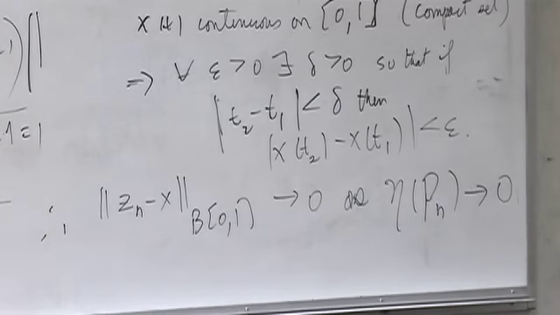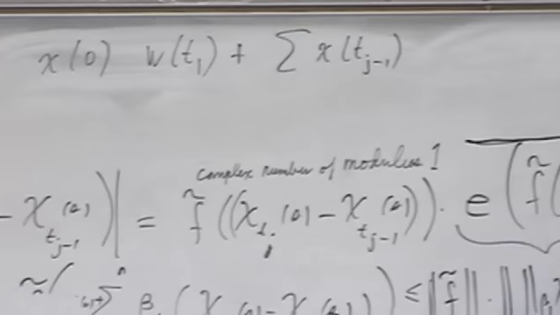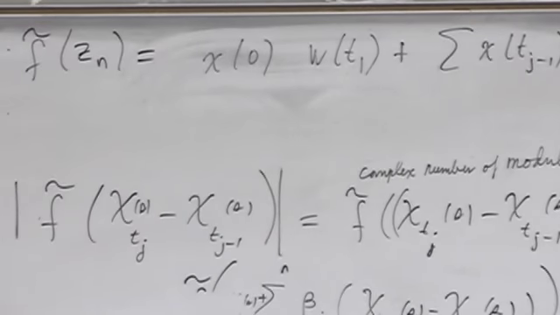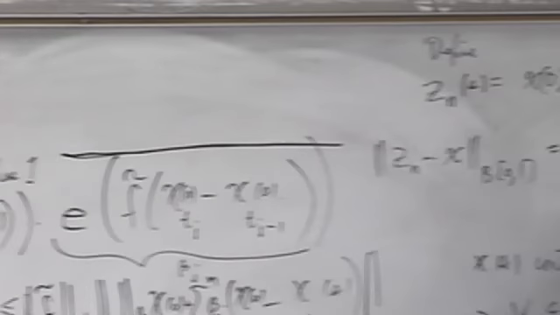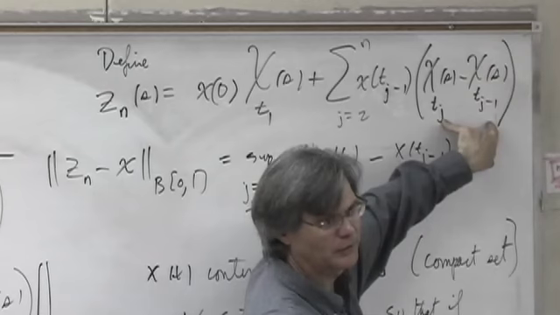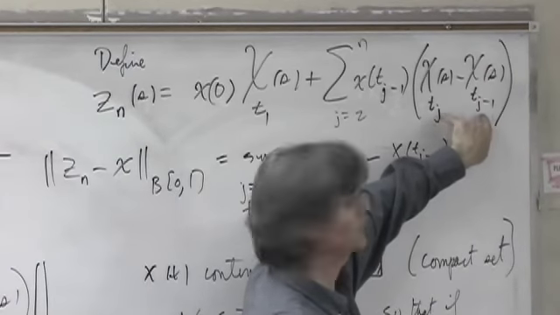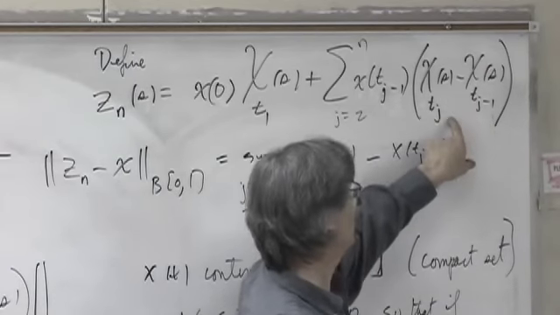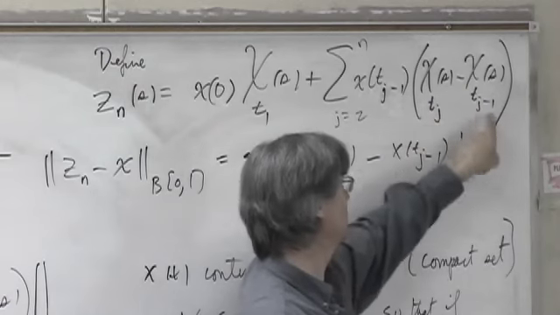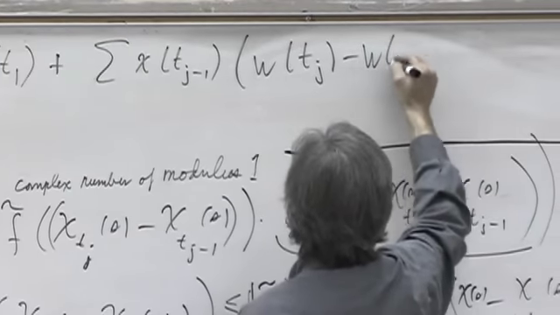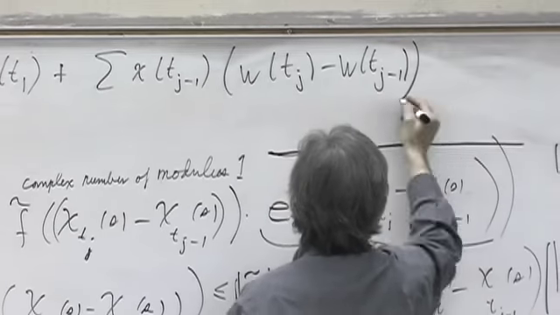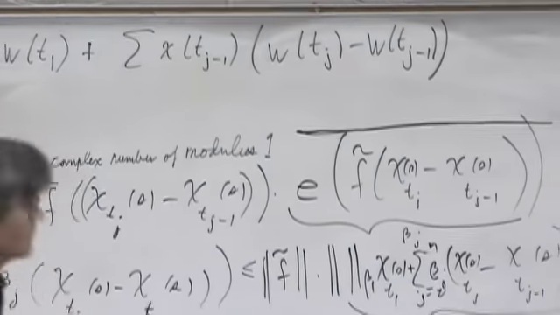Plus the summation of x of tj minus 1 times f tilde applied here. I'm using linearity. This is just a fixed number, again the complex number. F tilde of a difference of two functions: well, f tilde is linear, so f tilde of a difference is a difference of f tildes. F tilde at this one is w of tj. F tilde at this one is w of tj minus 1. So this is simply the Riemann-Stieltjes sum for the integral.